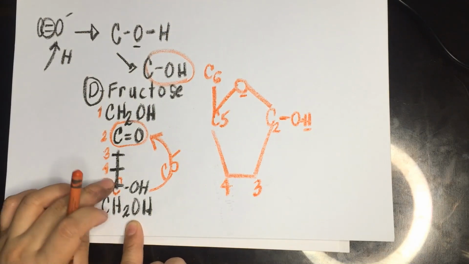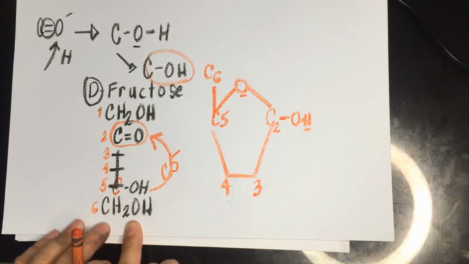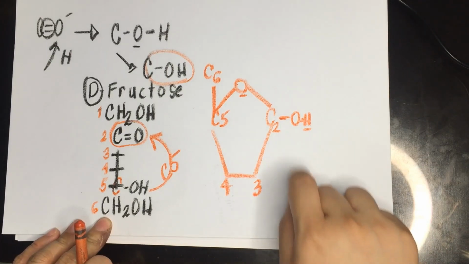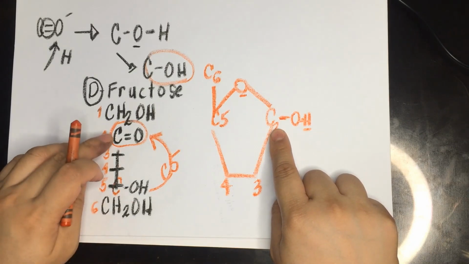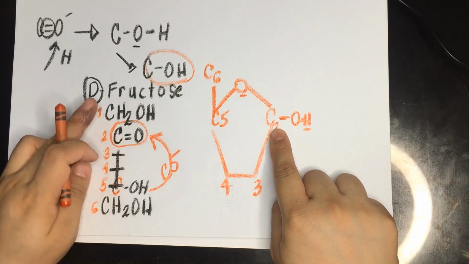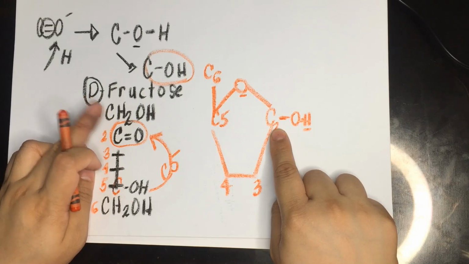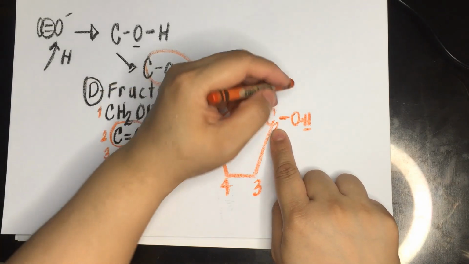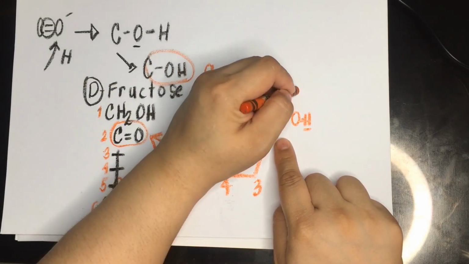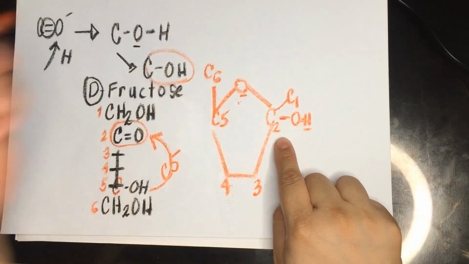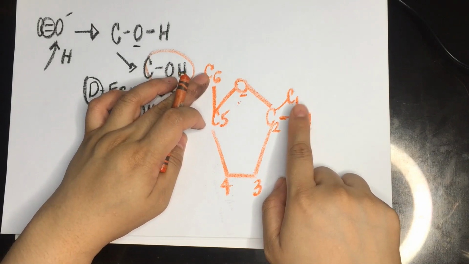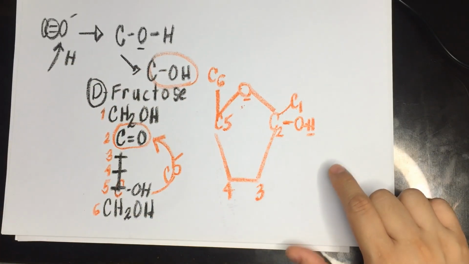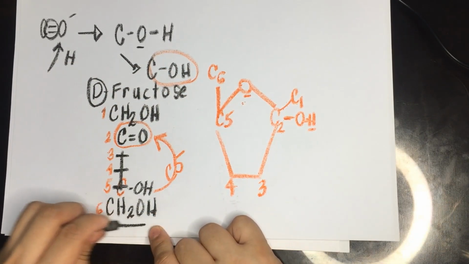Okay, so attached to our C5 is C6. So, what about in the C2? Okay, C2, as we can see here, attached here is our C1. Let us try to substitute our C6 and C1. For our C6, we have CH2OH.